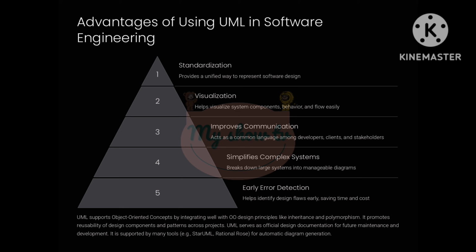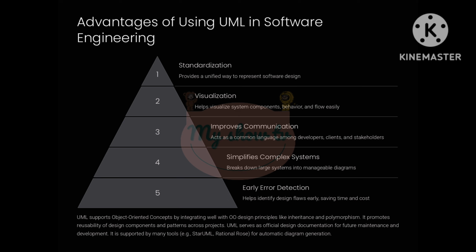3. Improves communication. UML serves as a shared language among developers, designers, and clients, reducing communication gaps. 4. Simplifies complexity. Large systems are split into manageable diagrams for analysis and design. 5. Early error detection. Design flaws can be identified and corrected early, preventing costly fixes later. 6. Supports object-oriented concepts. Naturally aligns with object-oriented principles, making design efficient.